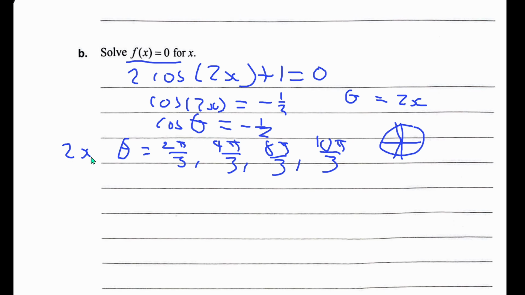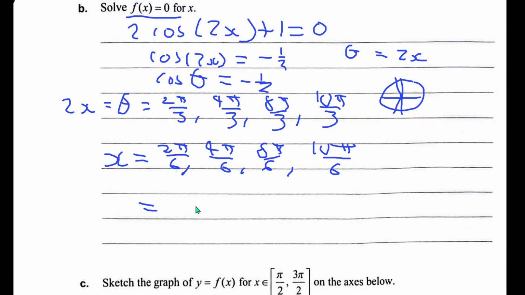So therefore x equals 2 pi over 6, 4 pi over 6, 8 pi over 6, and 10 pi over 6, which can be further simplified to pi over 3, 2 pi over 3, 4 pi over 3, and 5 pi over 3.